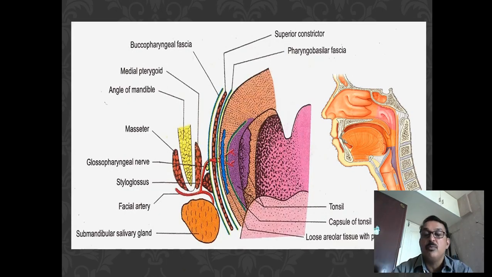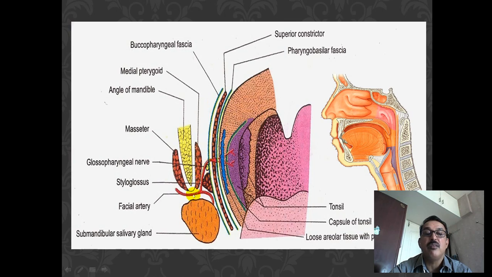This is one more better diagram of it. You can see this is the tonsil, and this is the capsule of the tonsil. See this green colored one, the capsule of the tonsil, and there is a tonsillar plexus of veins here. Then after that, the superior constrictor. This is the pharyngobasilar fascia here. This is the buccopharyngeal fascia on the outside.